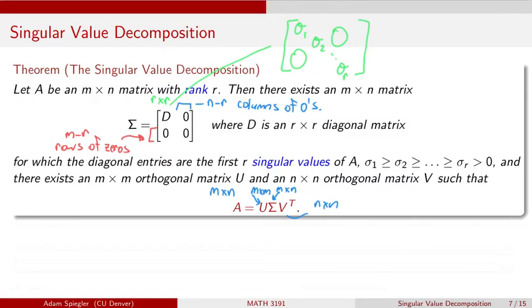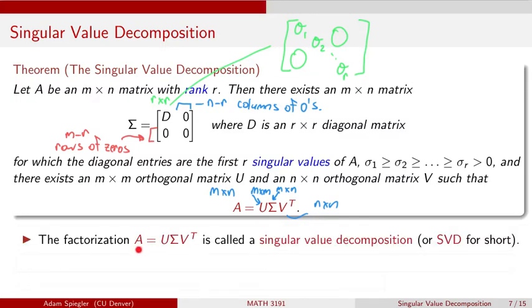This decomposition, factoring A into the product of these three matrices, U times sigma times V transpose, the transpose of V, is what's called the singular value decomposition, which we often shorthand as SVD, to stand for singular value decomposition.